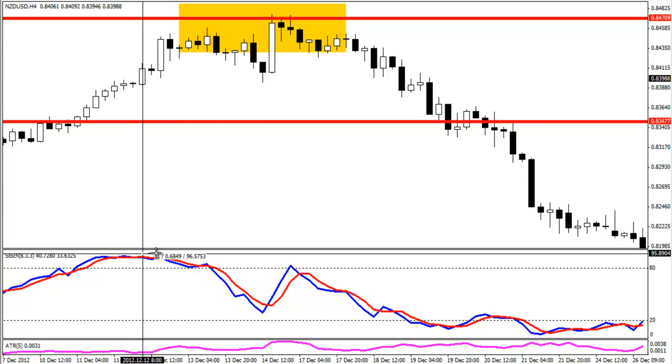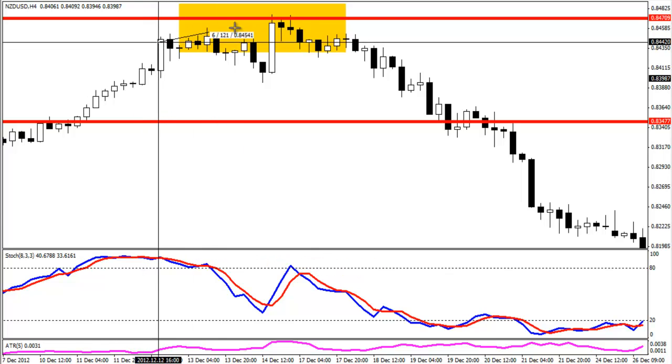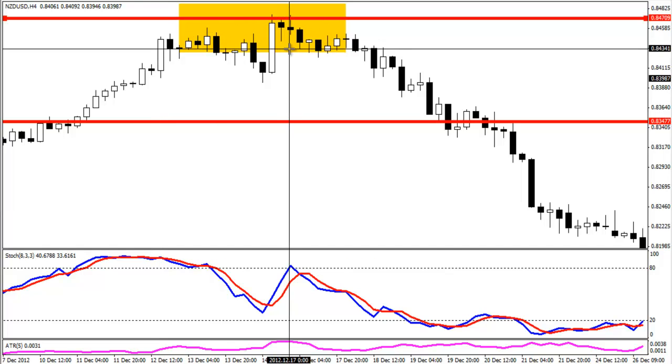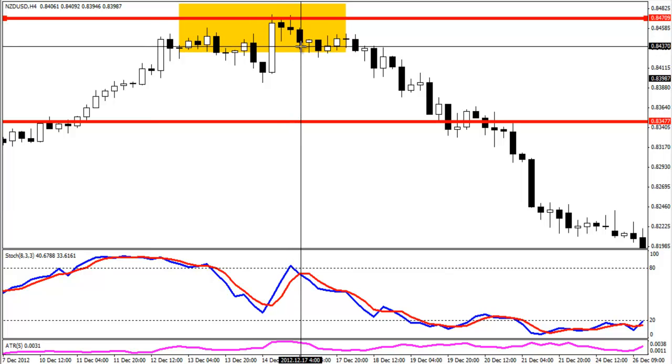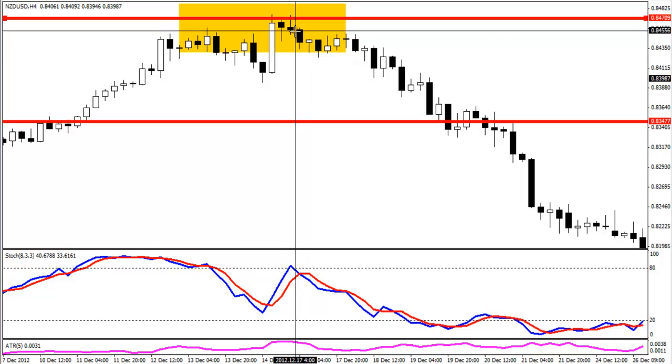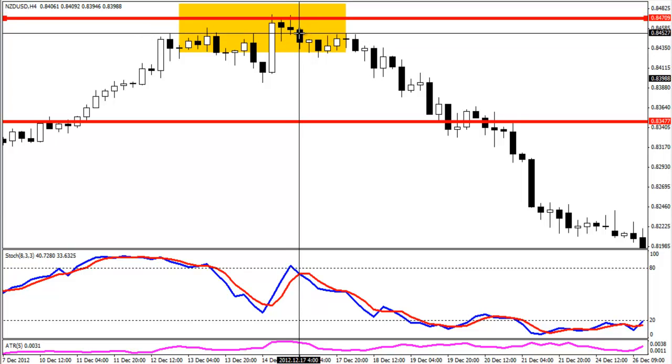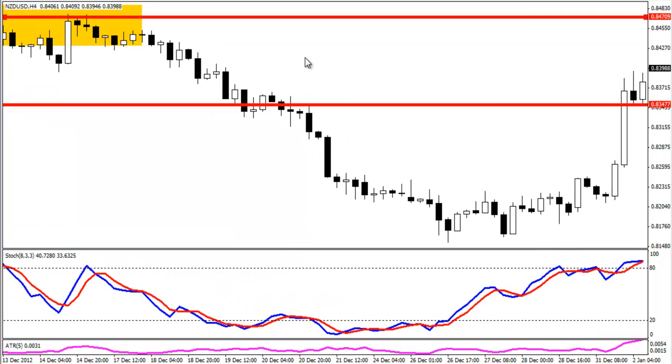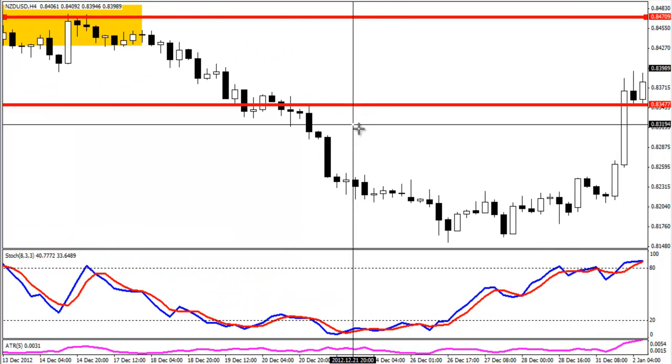We can see with the stochastic, the lower high on the stochastic and the higher high on the price action. And when the stochastic actually flipped over, it was just after this bearish pin bar. It was this seller candle, this bearish candle here, that gave us a signal which triggered a very strong move to the downside.